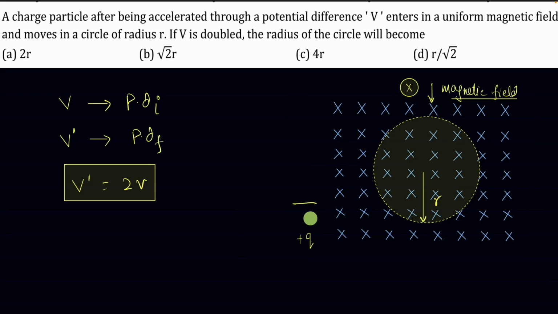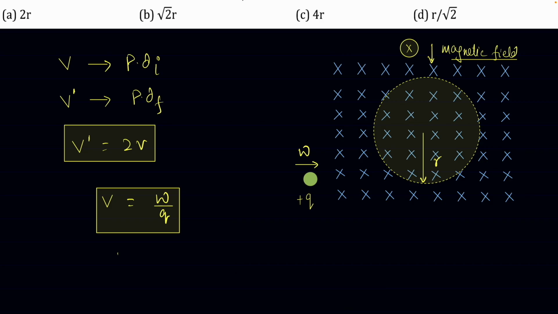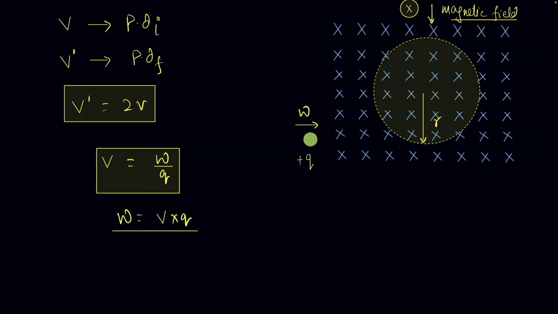Here we are applying certain work. And we know that potential difference is equal to work upon charge. Based on this relation, work is equal to V into Q. And this work will form a kinetic energy. So from here we can say that V into Q is equal to half into m into v square. This v is the velocity and V is the potential difference.